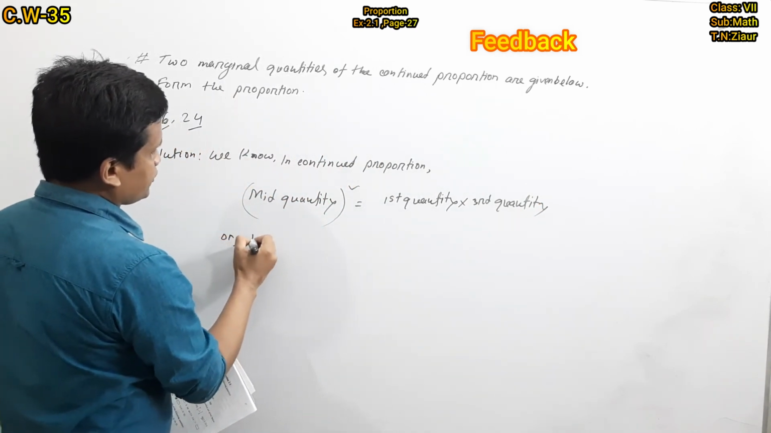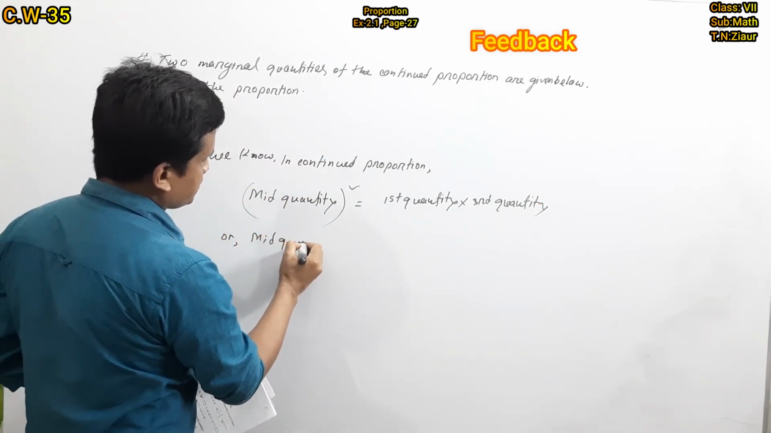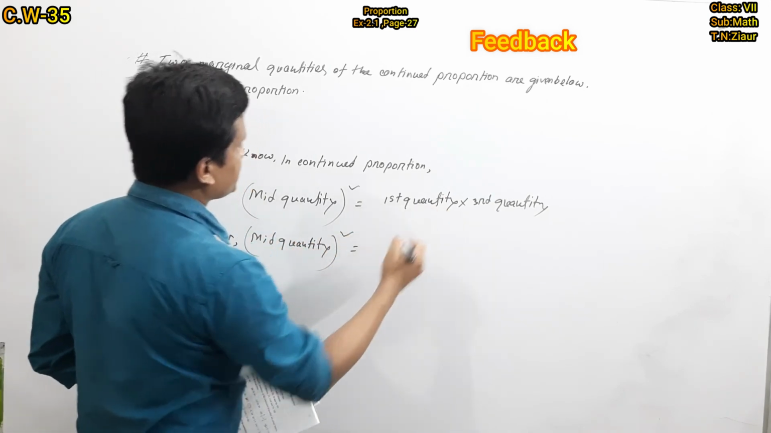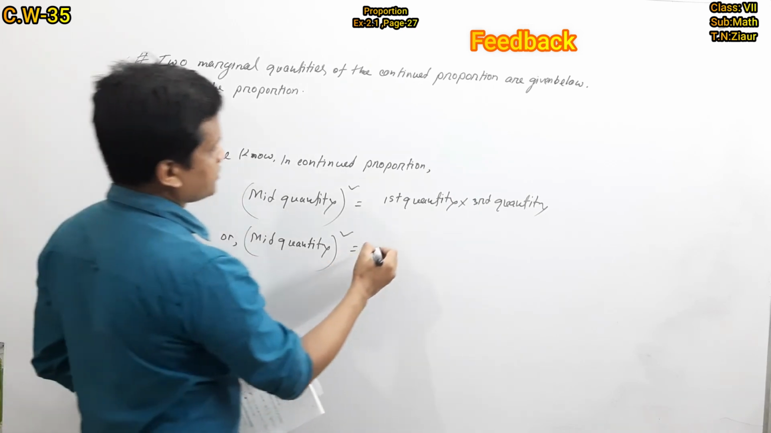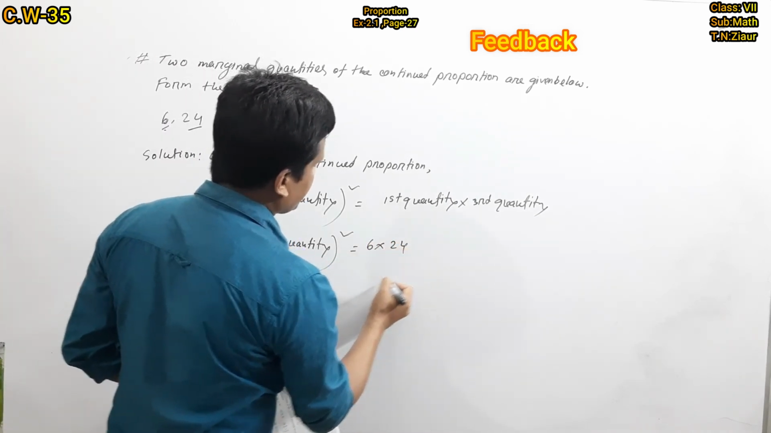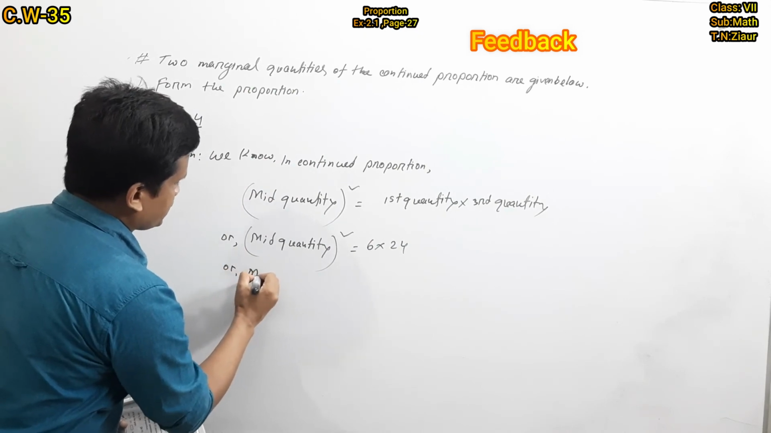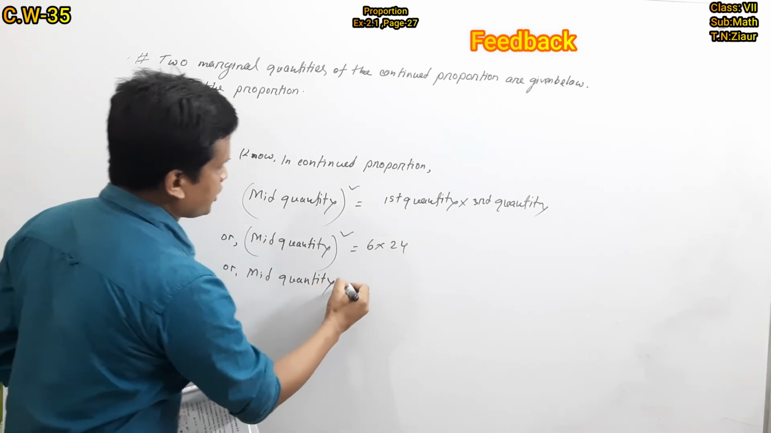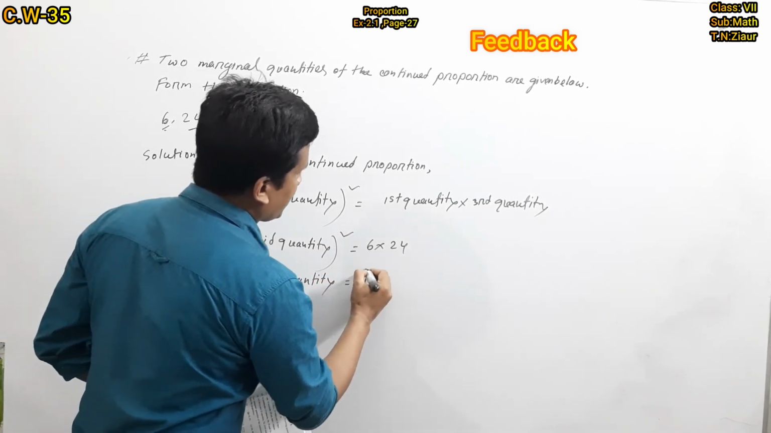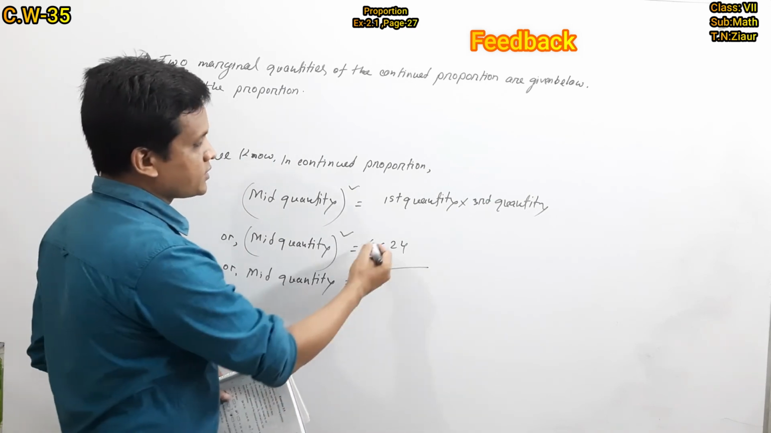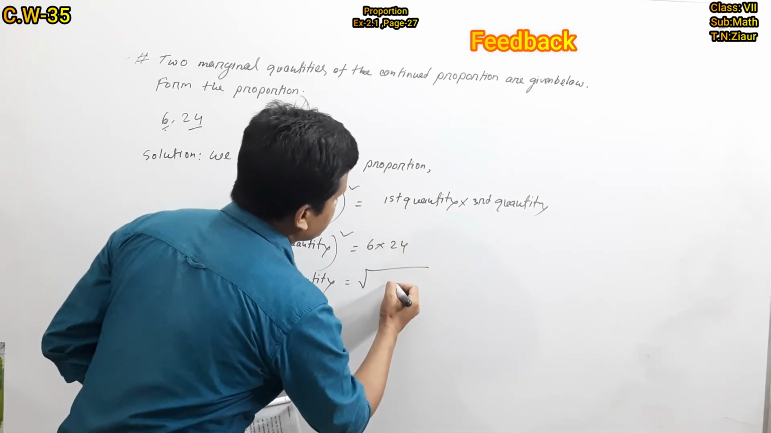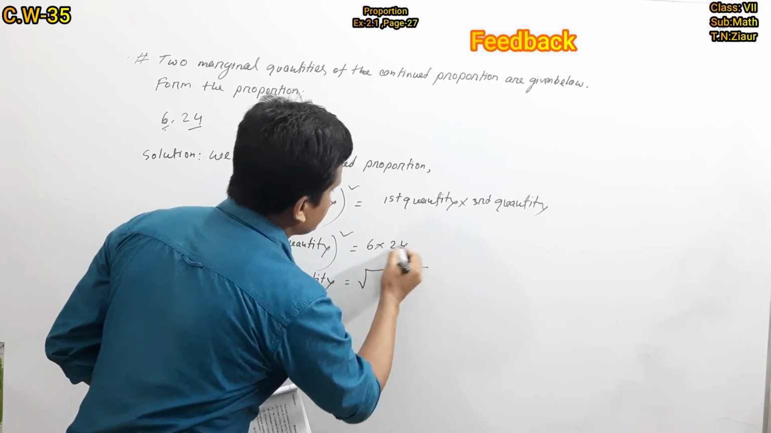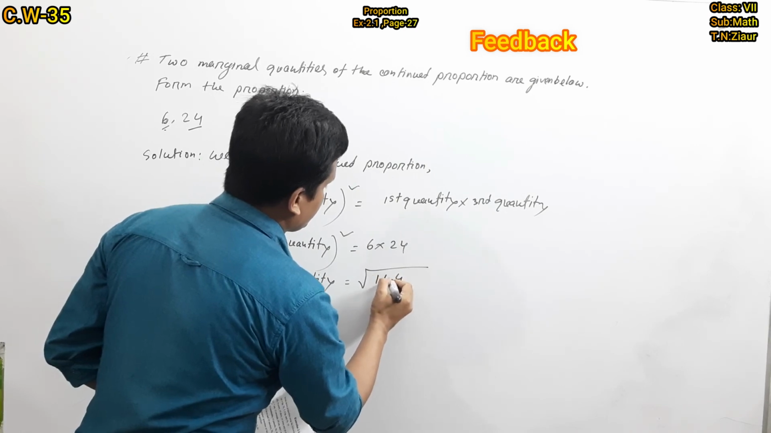Okay, so now just write the mid quantity whole square equal to, just place the value of first quantity into third. So first quantity is 6 into 24. Okay, so mid quantity, taking square root on both sides, so what will be? So just write here the square root. Okay, 6 into 24, what will be? 6 fours are 24, so that means 4 sixes are 24, 2 carried, 12 and 2, so it will be 144.